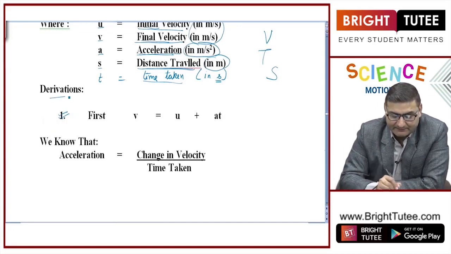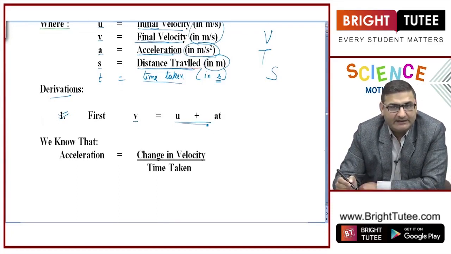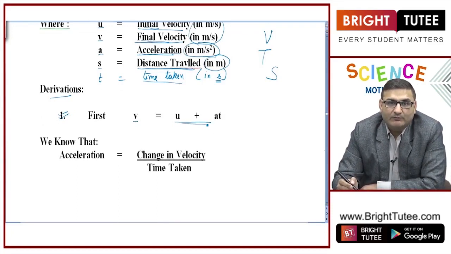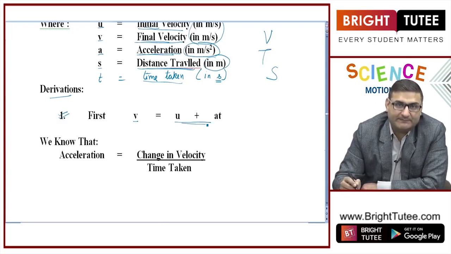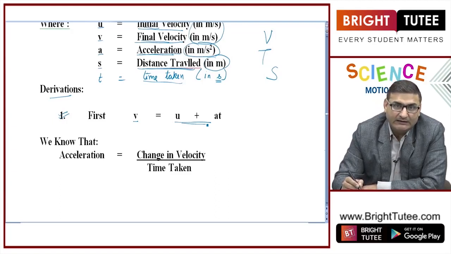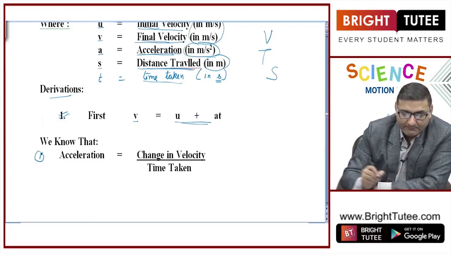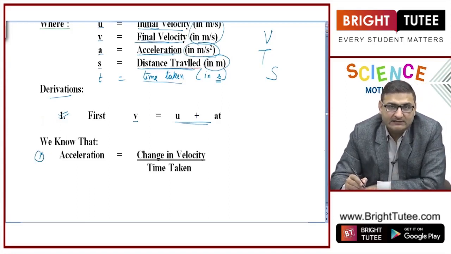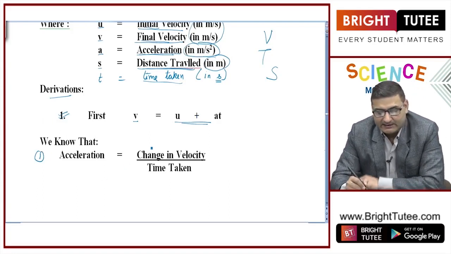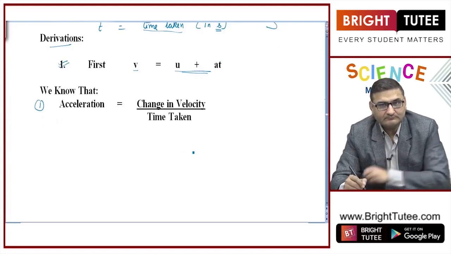First of all, we will derive the first equation of motion, v is equal to u plus at. To derive it, we need to remind ourselves of a few steps. If we learn these derivations step by step, it will be quite helpful to understand and learn them. So we will start with our formula: we know that acceleration is change in velocity upon time taken.